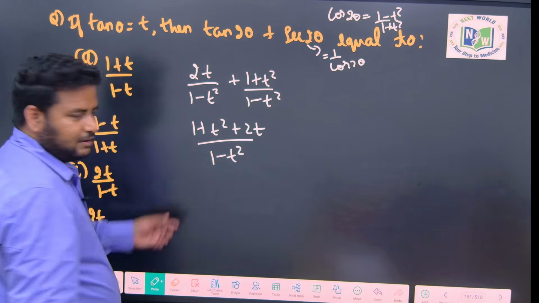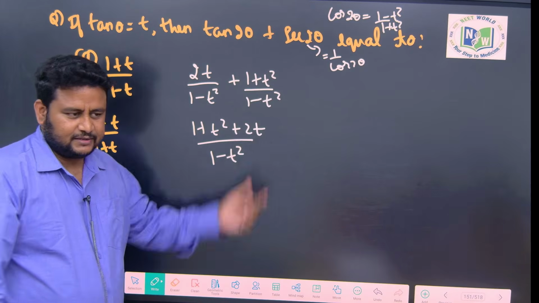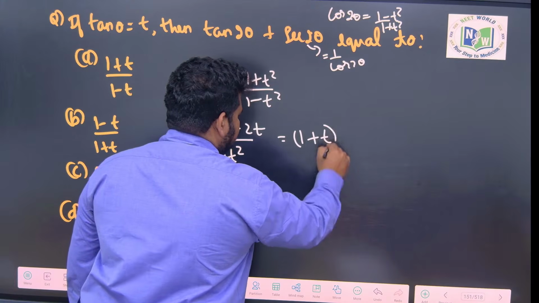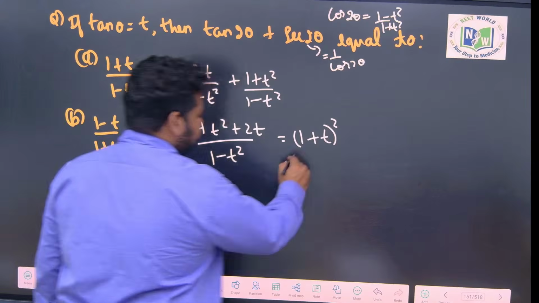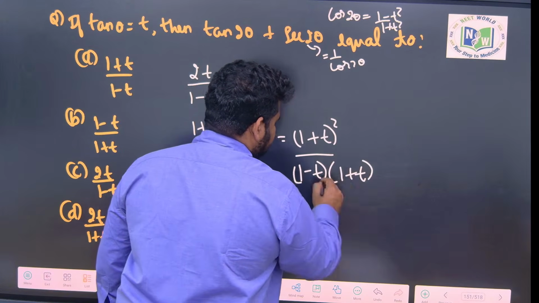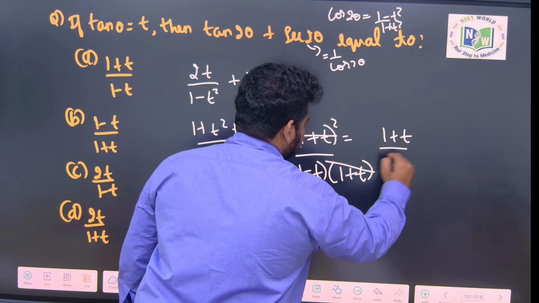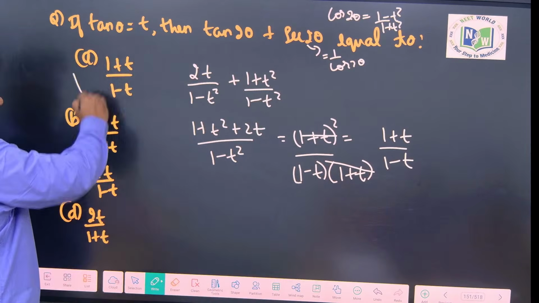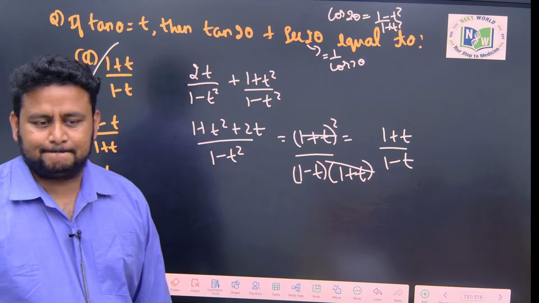So observe this numerator: a square plus b square plus 2ab. This is a plus b whole square, 1 plus t whole square. The denominator is a square minus b square, which can be written as 1 minus t into 1 plus t. So 1 plus t I can cancel, 1 will be left: 1 plus t by 1 minus t. So what is the answer? First option. Simple. Understood now? So like this, double angle formula based questions will come. Got it?